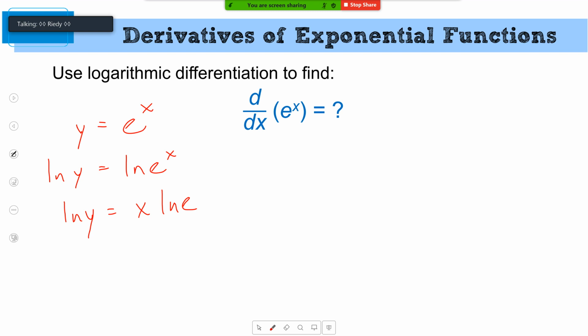Kev, what's the natural log of e? 1. So we take the derivative: y prime over y equals, well, that is going to become 1. So that's the x. Okay, we're good. Hold on. So therefore, y prime is equal to y.